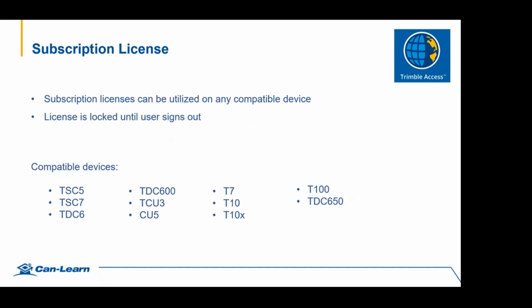Subscription licenses can be utilized on any compatible device, and the license is locked to that device until the user signs out. So you cannot be on two devices at the same time. The compatible devices are the same as the perpetual licenses, with the addition of the TDC650. It is the only device that must use the subscription license.